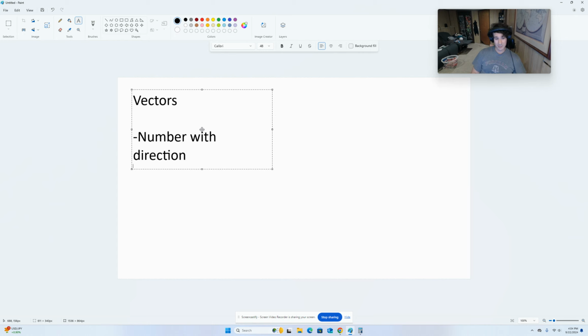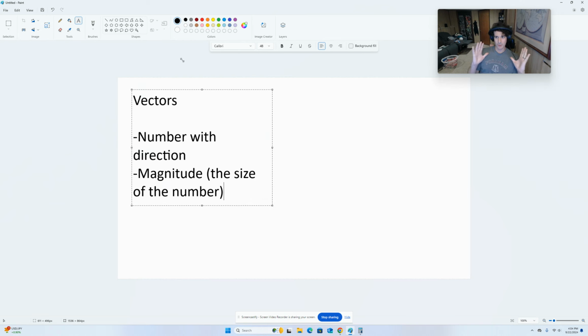When we say number with direction, there's two components to that. There is what's called magnitude. I think that's how you spell it. I can't spell to save my life. Magnitude is simply the size of the number. So, like, a bigger number, as in 1,000, a million, a billion. That's magnitude. And it could be negative. It could be negative 6 billion. The magnitude would be 6 billion. You can think of magnitude as like the absolute value of the number.